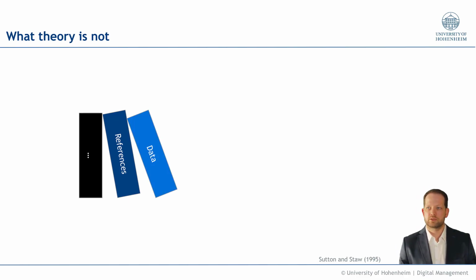The next thing Sutton and Storr position is that data is not theory. Theory explains why empirical patterns are observed. Theory explains why something in the world happens which we observe and which we capture in data. And data might provide support for theories. But data itself does not constitute theory.